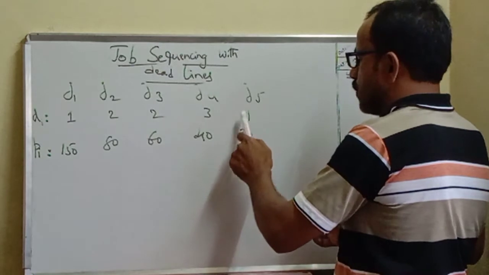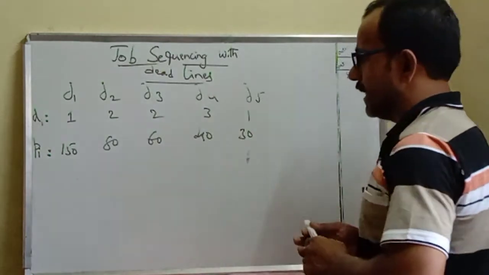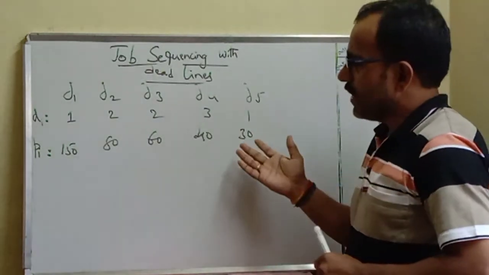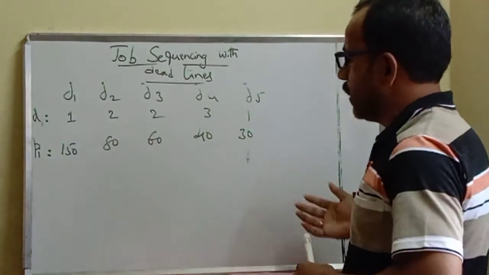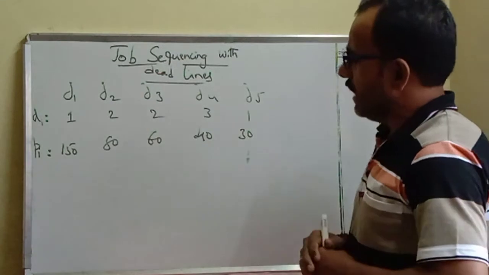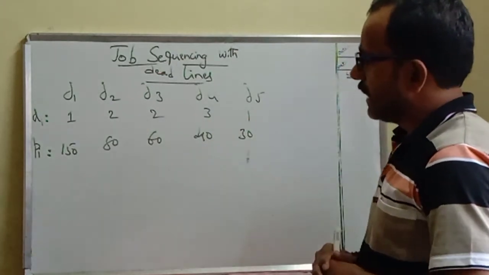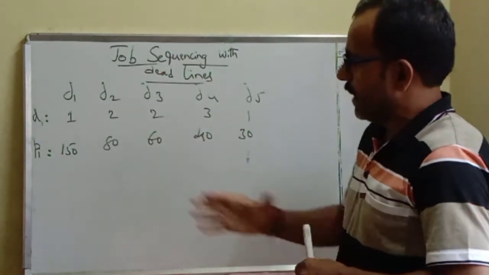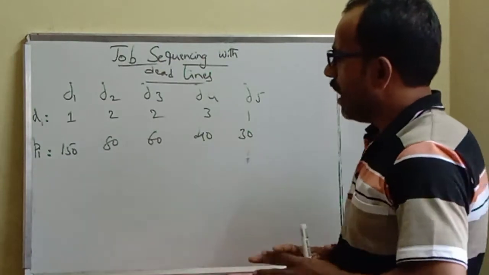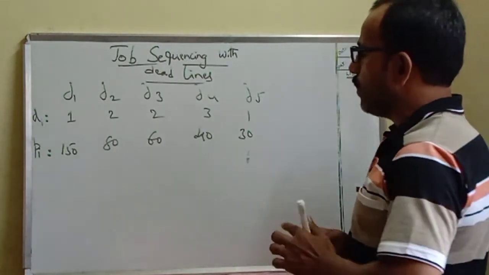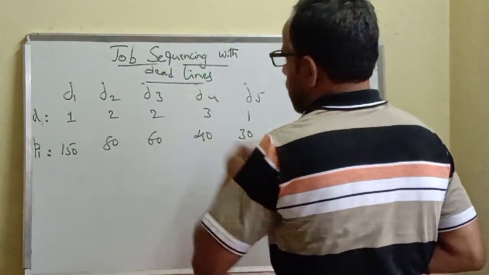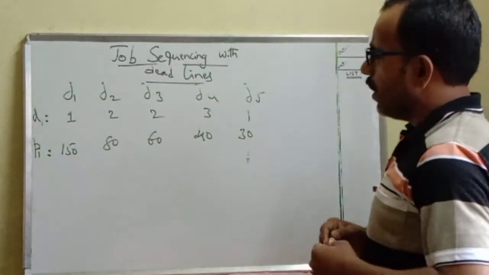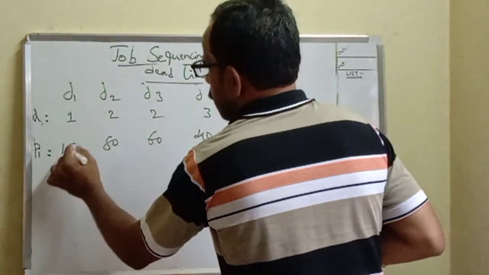And J5 has its own deadline 1, but profit is 30. Suppose the jobs are arranged here; luckily we have profits in decreasing order. Otherwise, if profits are not in decreasing order, according to the straightforward greedy method, we arrange all the jobs in profit decreasing order. Earlier, J3 may be here and J4 may be here, J5 may be here. But after arranging all the jobs in profit decreasing order, we got the jobs now.